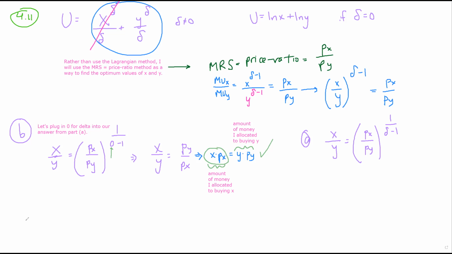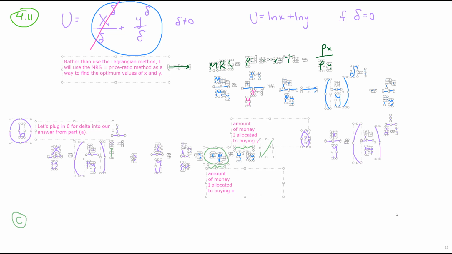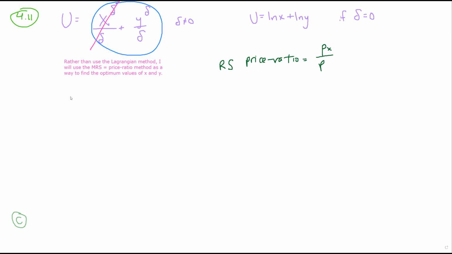Okay, part C. Part C says, how does the ratio px times x divided by py times y depend on the value of delta? Dude, I have no idea. This is the one I'm kind of stumped on so far. I'll probably get back to you on this one, but for part C, I think what this is asking is, let's make some room here.